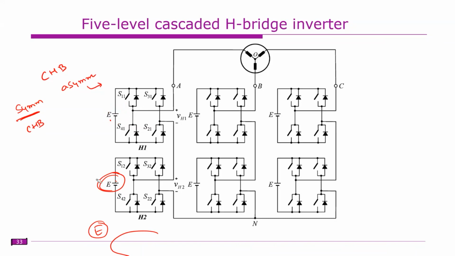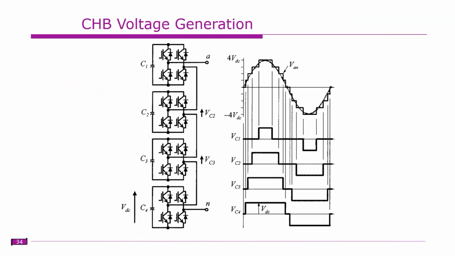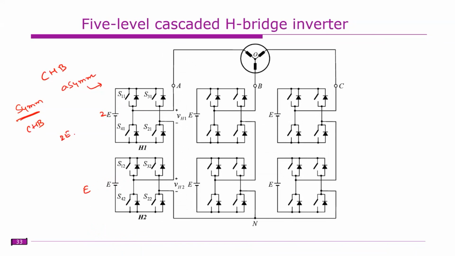So how will an asymmetrical cascade H bridge be? Let us assume this is E only, and this value is 2E. Now this H bridge will produce voltage as 2E, 0, minus 2E. Similarly, this one will produce E, 0, minus E. But when you combine these two, what is the maximum voltage which is possible?